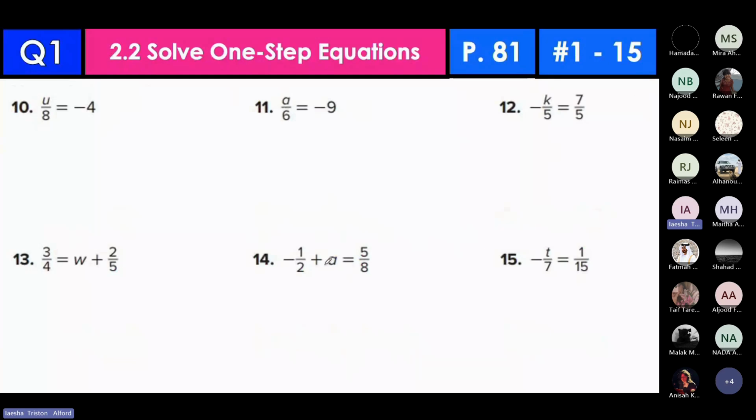13 and 14, they also have a fraction. So be careful. Miss, I have a question. Go ahead. When we multiply the flip, I'm going to do that question next. Question 12, we're doing flip. Question 12, yes, you should flip.